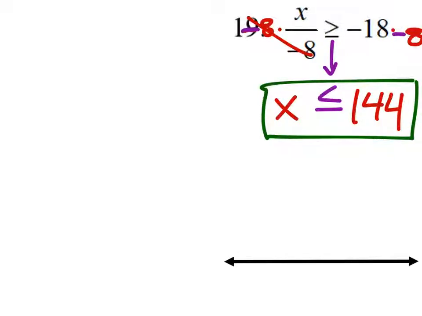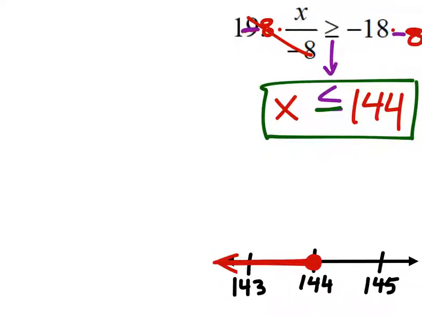But we still need to put it in the graph. So right in the middle, I would have 144. To the right, 145. And to the left, 143. And at 144, I would have a closed circle because it's also equal to 144. This one is not eating the x, which means that the line should go to the left.